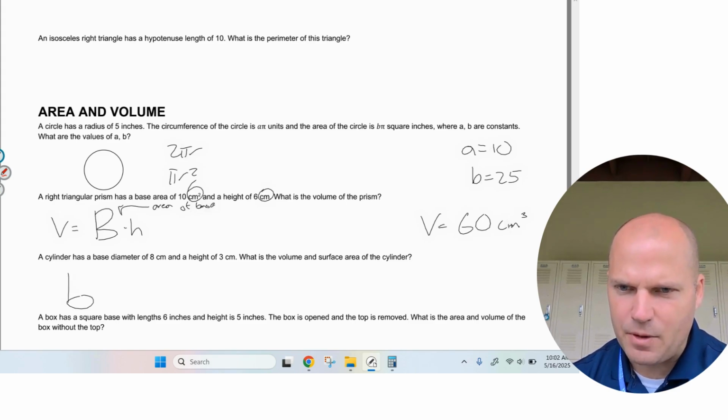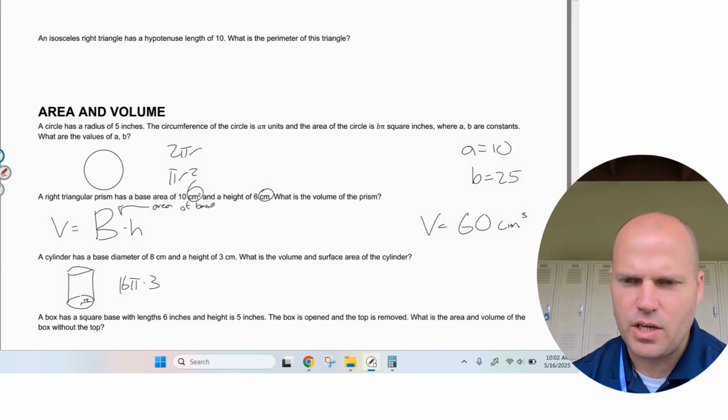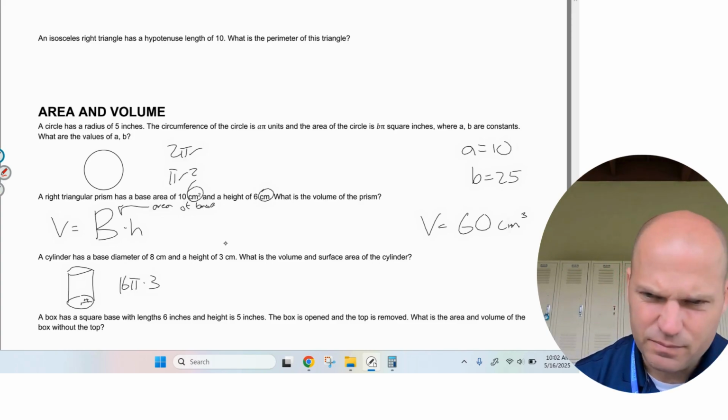Okay, cylinder base diameter is 8, which means the radius is 4. We want the area of the base, but that's going to be 16 pi times 3. 16 times 3 is 48.